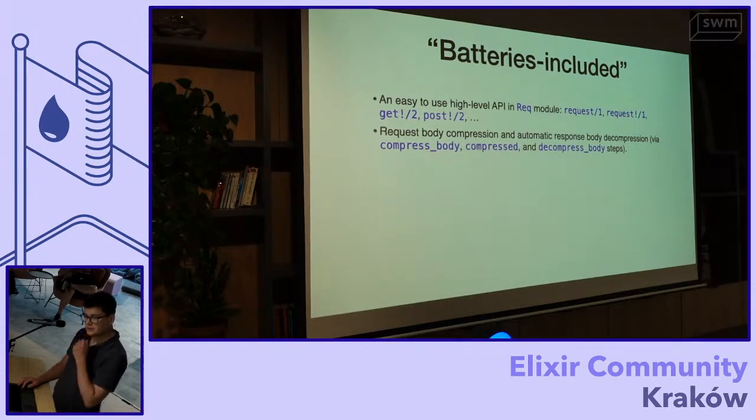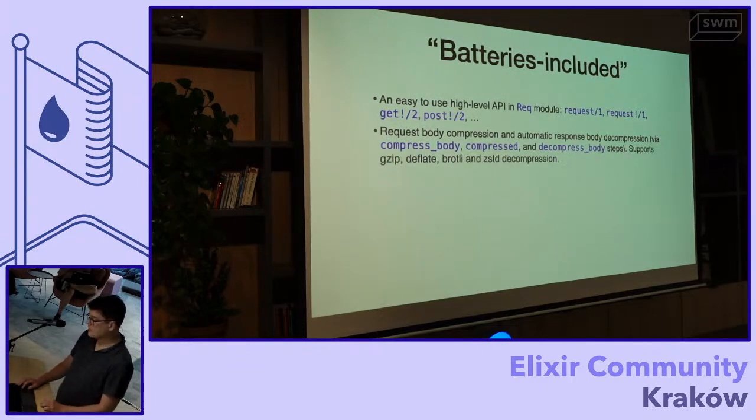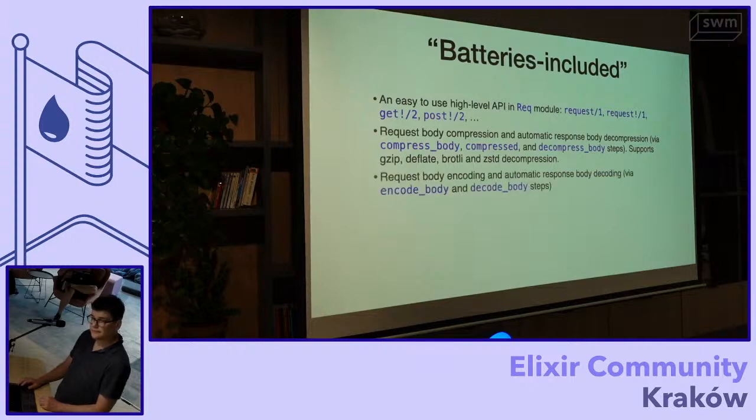Here I mentioned that these features are implemented using these steps. So we're going to talk about steps a bunch. Rec by default supports the gzip and deflate compression algorithms, and if you install some extra packages, out of the box it will support Brotli and ZSTD as well. We support request body encoding and automatic decoding. Again, we've seen the decoding in action. We automatically decode the JSON. We can easily encode parameters as query strings.